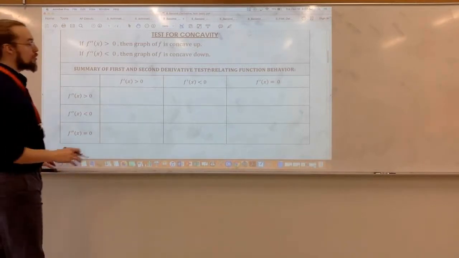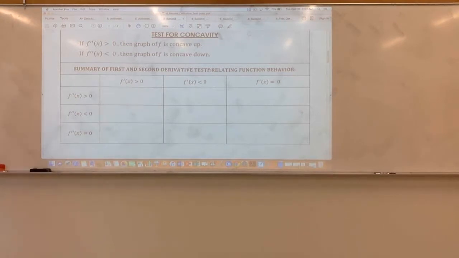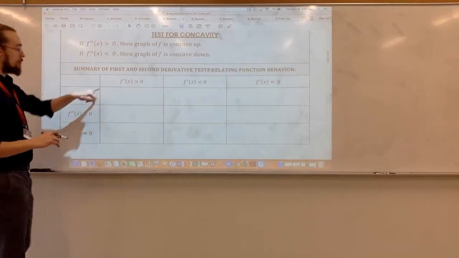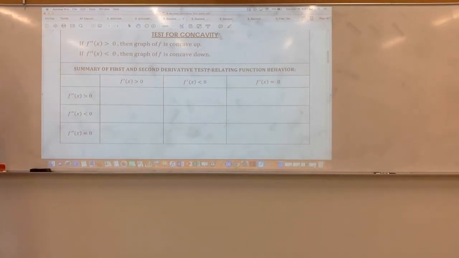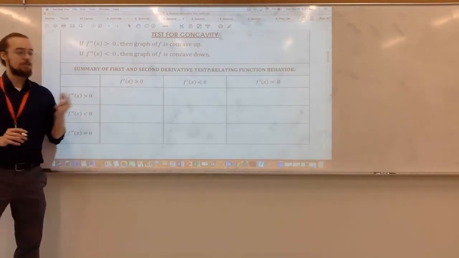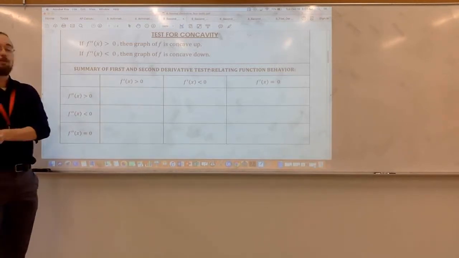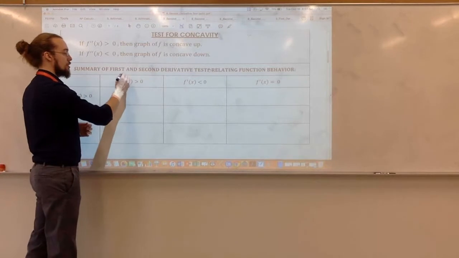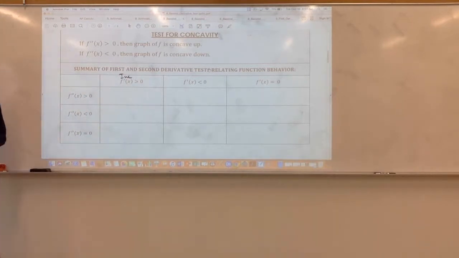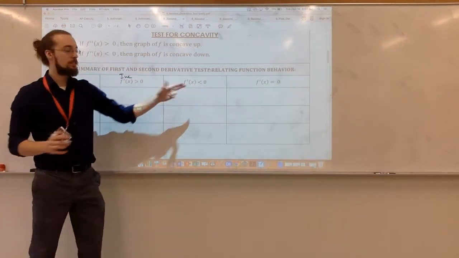But before we jump into some of those problems, let's fill out this chart and see if we can describe what our original function would look like if we know both pieces of information about the first and second derivative. Okay, so if the first derivative is positive, what do I know about the original function? It has a positive slope, right? So we say it's increasing, right? What about if the first derivative is negative? It's decreasing.